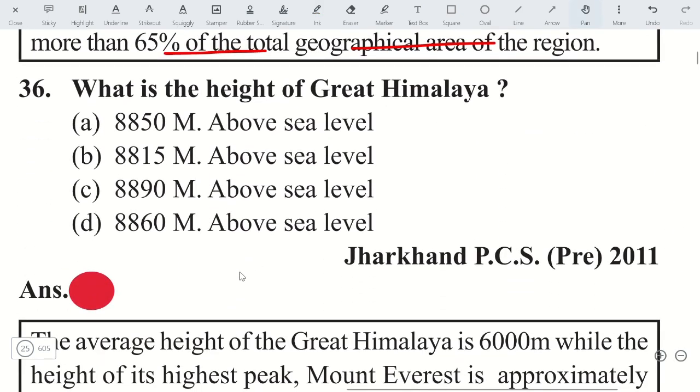Next question. What is the height of Great Himalaya? Actually, it is not about the Great Himalaya, it is about Everest. Everest height is 8848 meter. You can say almost 8850. Then the answer will be A.